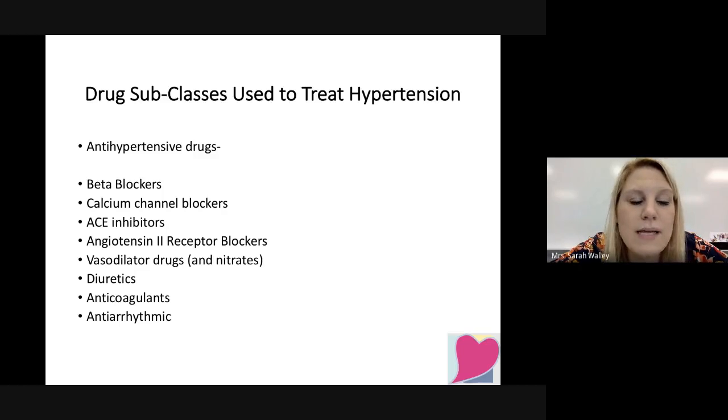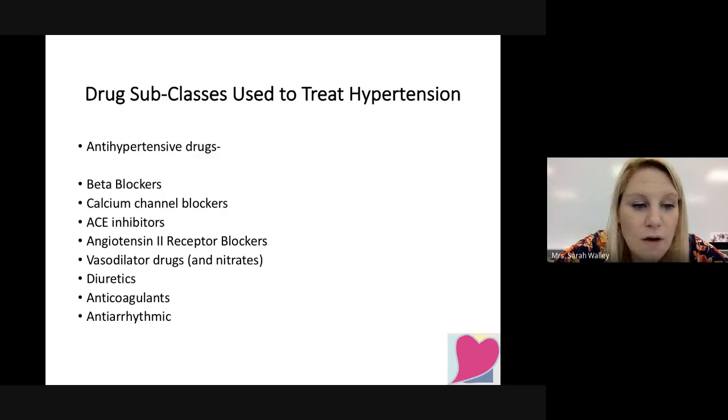So there are drugs underneath all of these that you would need to know, and you would need to know that they are a beta blocker or they're an ACE inhibitor or whatever. Basically, the reason why there's so many subclasses is because they do different things in the body. So, for instance, diuretics will take out excess fluid in the body.